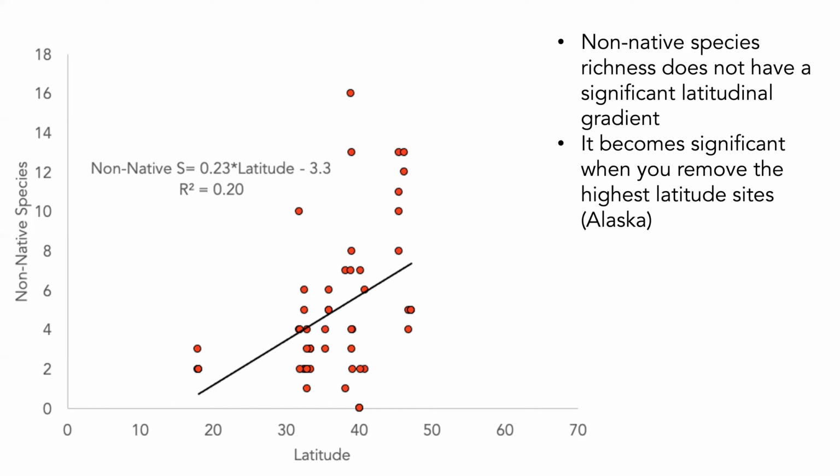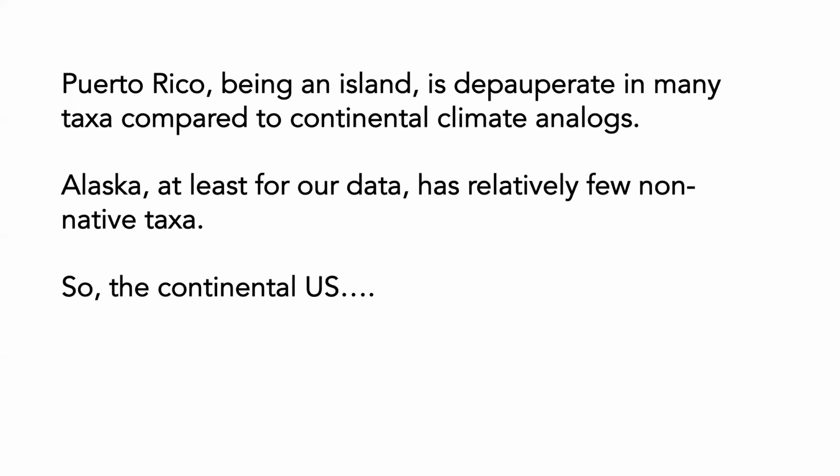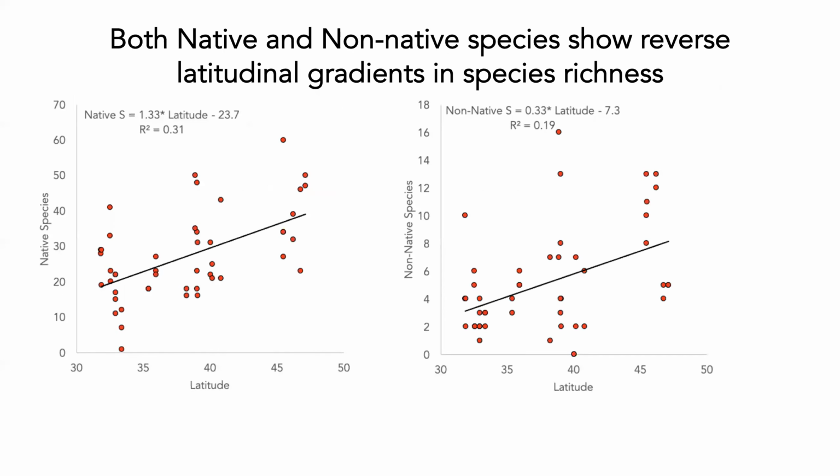That said, when you remove Alaska, which has very low non-native species richness, you do get a positive and significant richness gradient of non-native species. And if you remove Puerto Rico, which is depauperate in most of the taxa that we look at for this study, so if we're just looking at the continental United States, both native and non-native species show reverse and significant latitudinal gradients in species diversity.